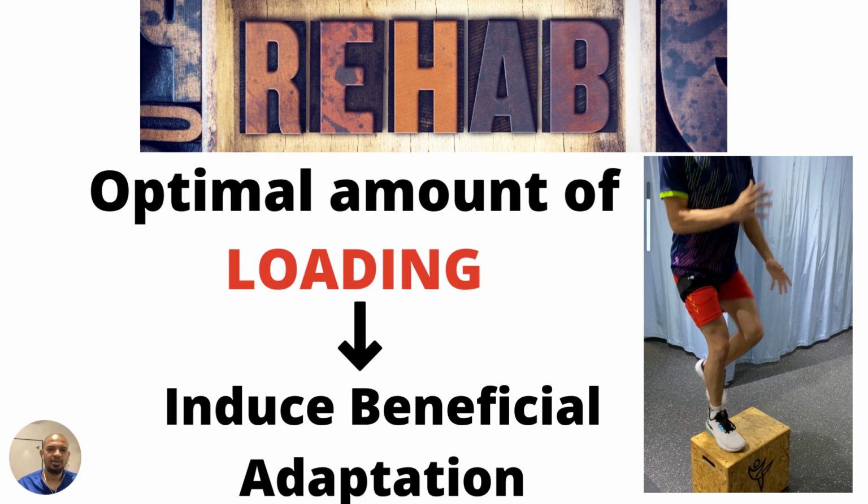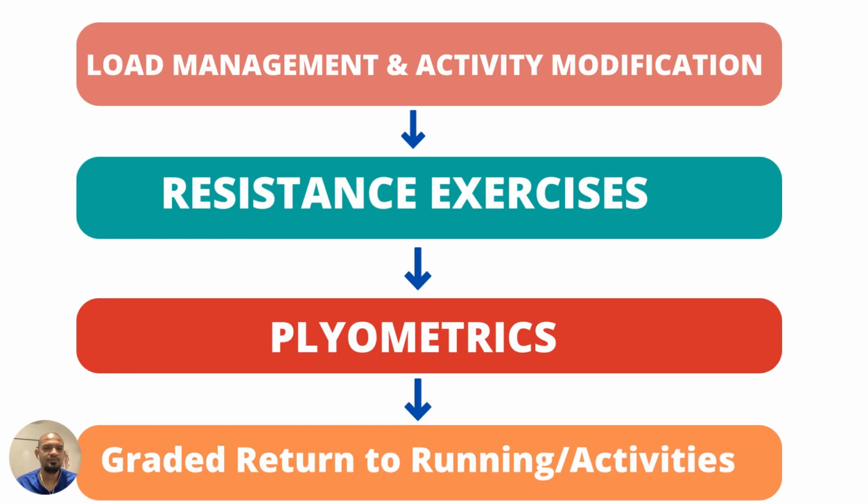And how do we manage this? The most important thing to understand is that the poison is actually the antidote. So rehab is about finding the optimal amount of loading that will induce beneficial adaptation. And how do we do that? It's through load management and activity modification, resistance exercises, plyometrics, and then a slowly graded return to running activities.